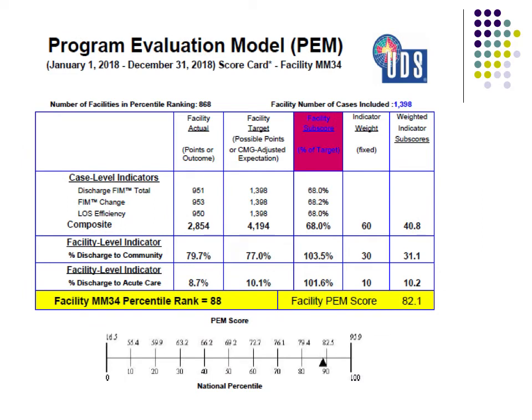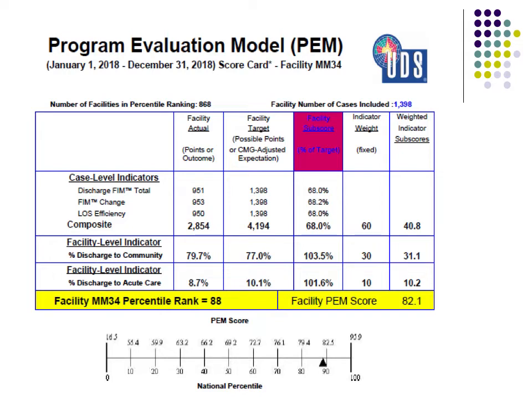So the next piece I'm going to talk about is the program evaluation model, which is our facility scorecard. Our PEM score is very similar to a grading scale. It's out of approximately 100 points, which this year it ended up being out of 95.9 points. So you can kind of compare it in that way. This scorecard is how we're compared to all other rehabilitation facilities across the nation, and it really looks at how many of our patients are meeting their goals, how many of them are going to the community, and then how many are going to acute care.